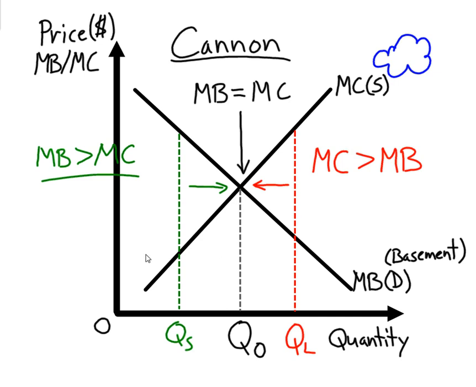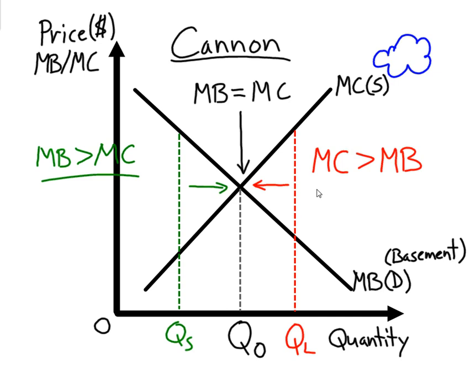In other words, so we think, hey, should I have another cannon? And the answer is, hey, the benefit of one more cannon is bigger than the cost of acquiring that cannon. So yeah, we should have that cannon. And at every quantity up to QO, this marginal benefit is greater than the marginal cost. So we're always going to keep adding one more cannon, one more cannon, one more cannon.